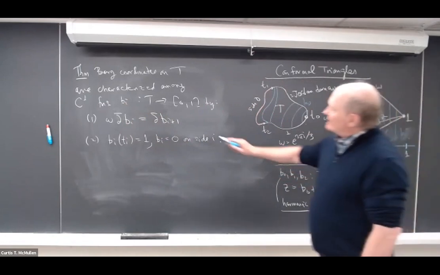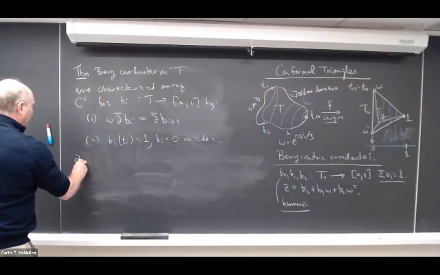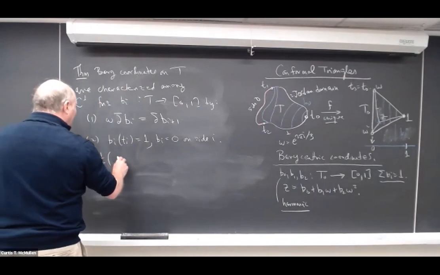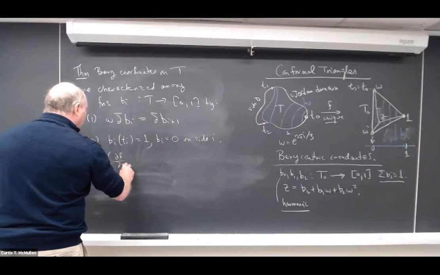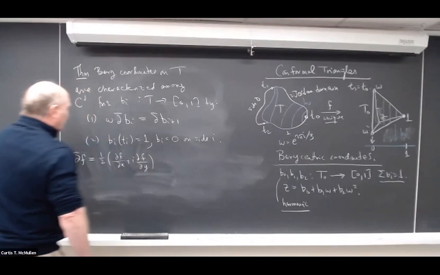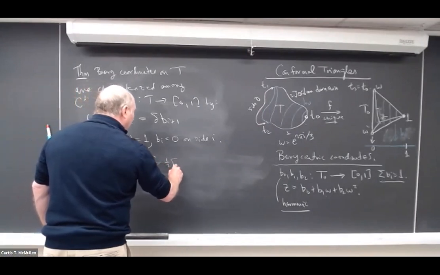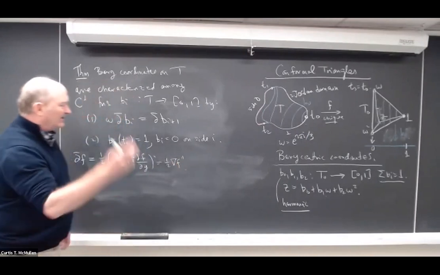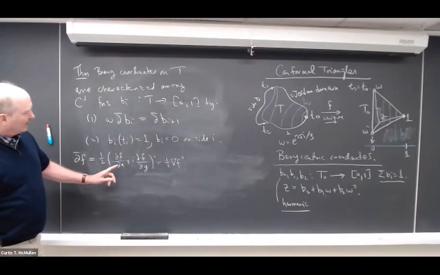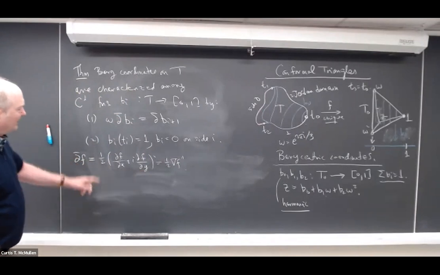But let me explain what this condition means. So let me remind you what d bar of any function is. D bar of f is 1/2 of df dx plus i df dy. So in a certain sense, it's 1/2 the gradient of f, if we think of the gradient of f, which is a vector in the complex plane, as being recorded by a complex number with real part df dx and imaginary part df dy.